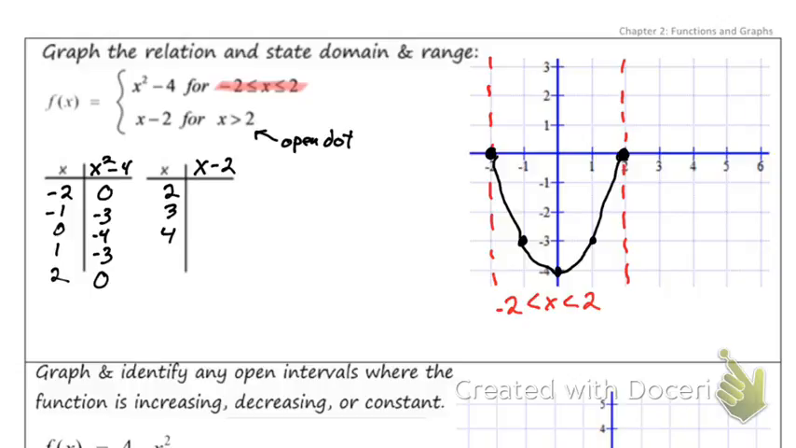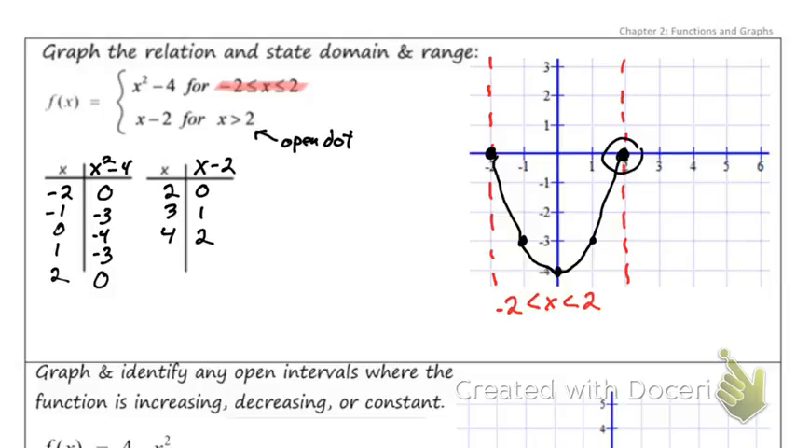2 minus 2 is 0. 3 minus 2 is 1. 4 minus 2 is 2. Let's plot those points. So I'm supposed to plot 2, 0. And it's supposed to be an open dot. So there's supposed to be an open dot right here, right?